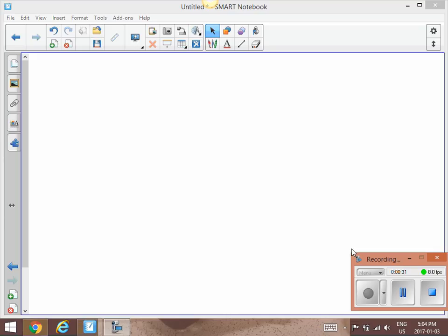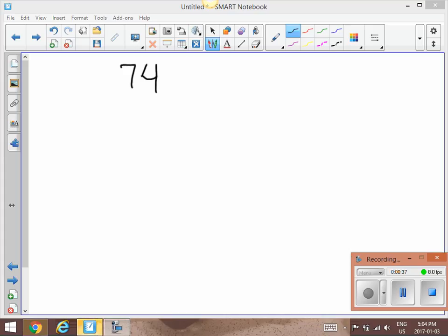So we're going to look at another number. We'll look at 74 times 32. So we can write this vertical or horizontal. It really doesn't matter as long as we are multiplying every number by every number.